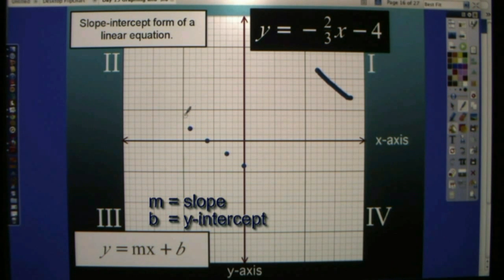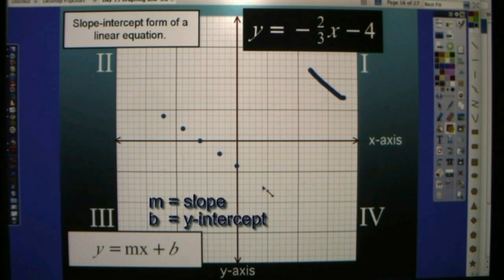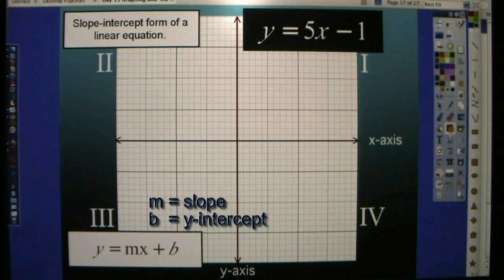You can do that forever. The line goes on and on and on forever. That's what the arrows at the end of the line mean. A rise of 2/3. A negative slope, 2/3. Change in y is 2. Change in x is 3.